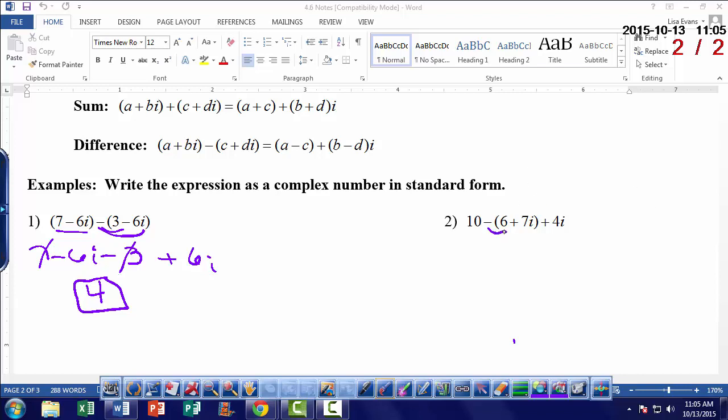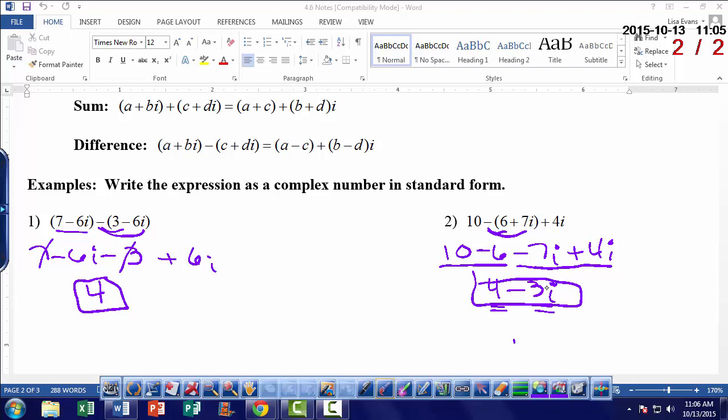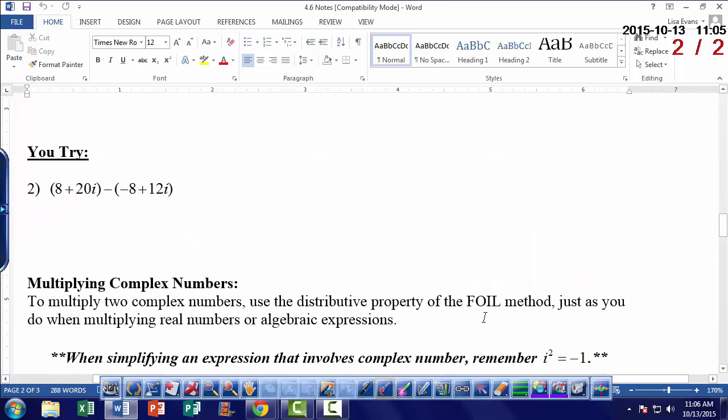Okay, let's go ahead, distribute this part just inside the parentheses, so 10 minus 6 minus 7i plus 4i. So 10 minus 6 is 4, -7i plus 4i is -3i. And this is how I want to see the answer, the real and the imaginary. This would be considered standard form. Go ahead, pause the video, and try the next you try on your own.